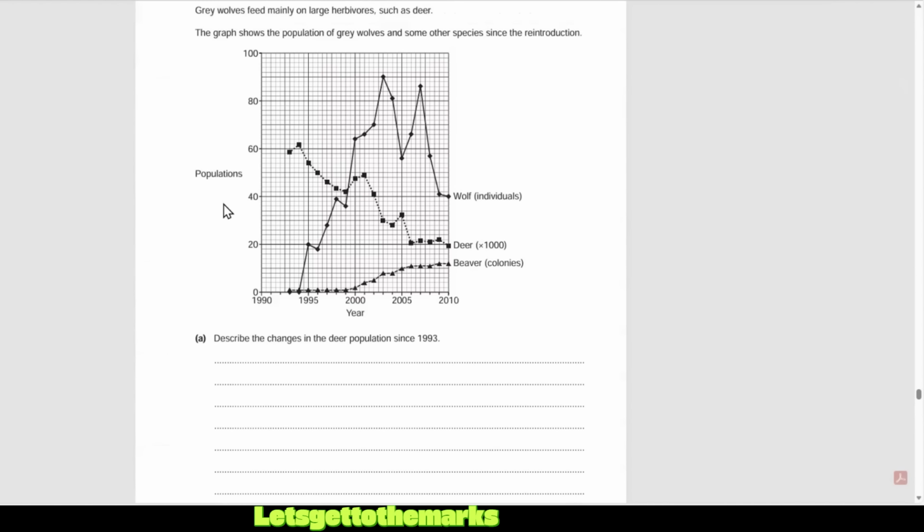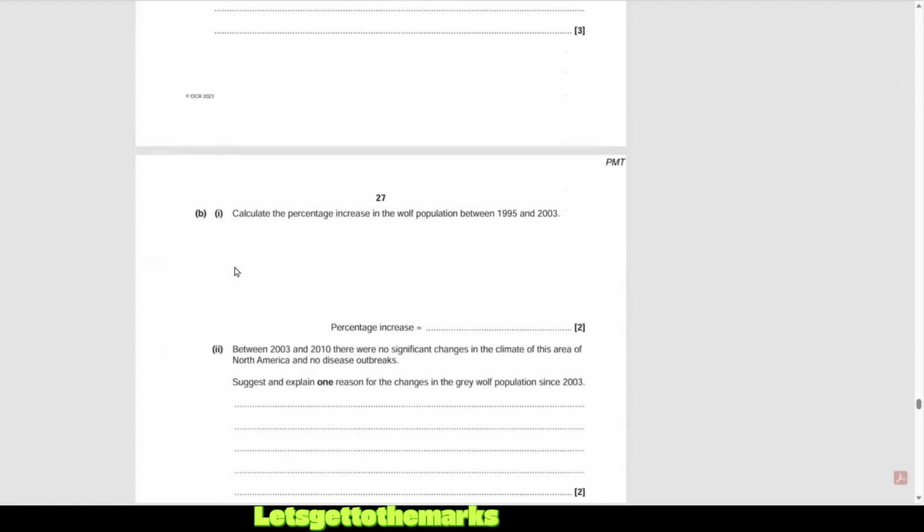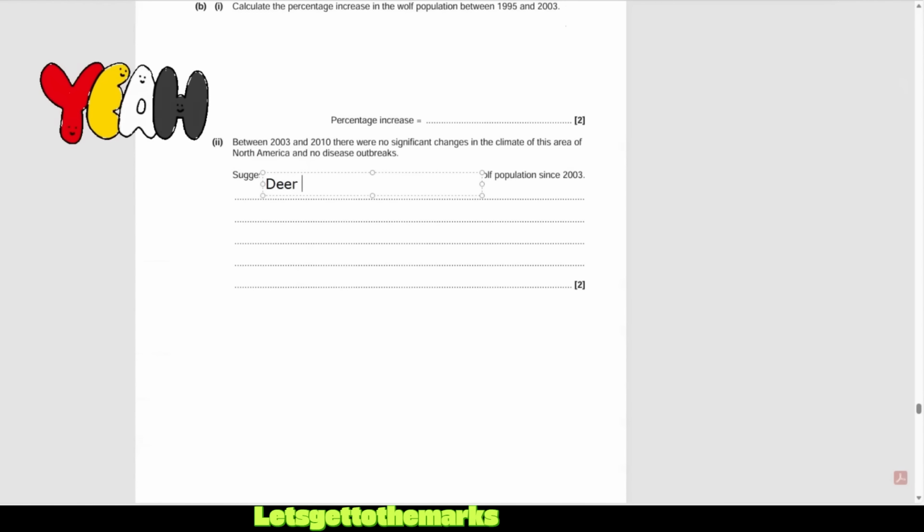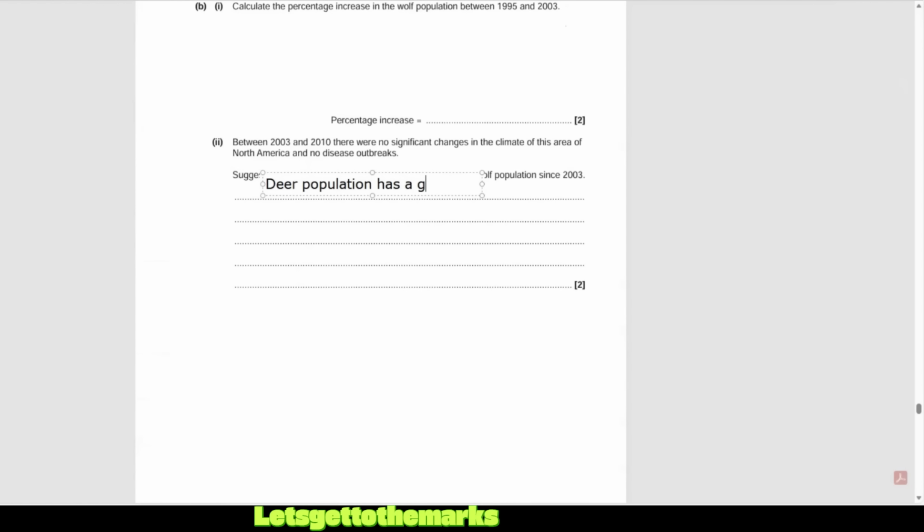Well, let's check out the deer population. What's happening to the deer? Deer population is decreasing. So maybe the wolves feed on the deer, therefore they have less prey, less food source, so they're decreasing. And that's all we need to put in our answer. And it asks us for one reason. So I'm going to say deer population has a general downward trend, and so less prey, food for the wolves.